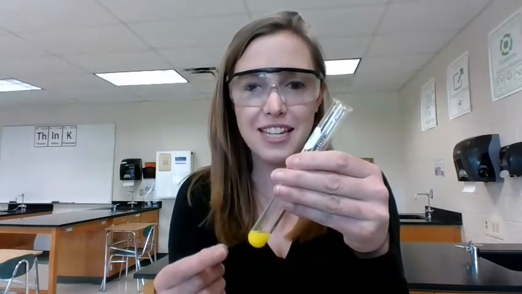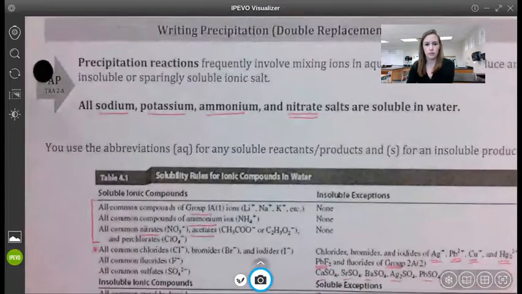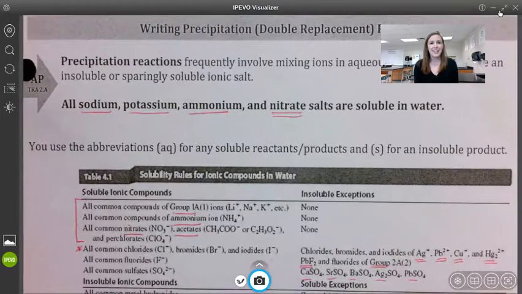And this is going to get right into our precipitation reactions, give you something to hopefully think about and come back to in class as well. So let's get started. All right, so let's get working on these precipitation reactions, which are double replacement reactions.